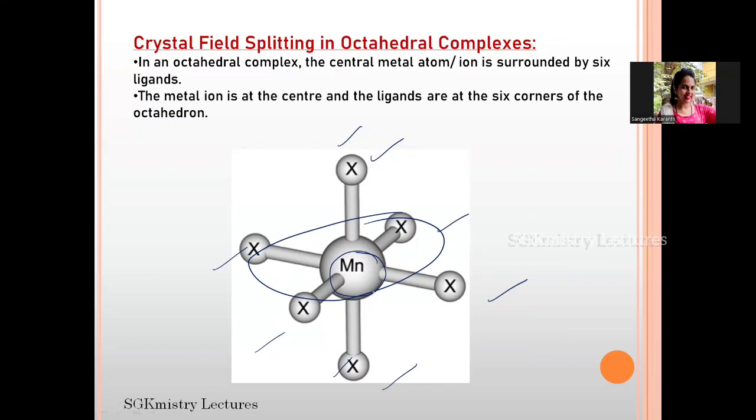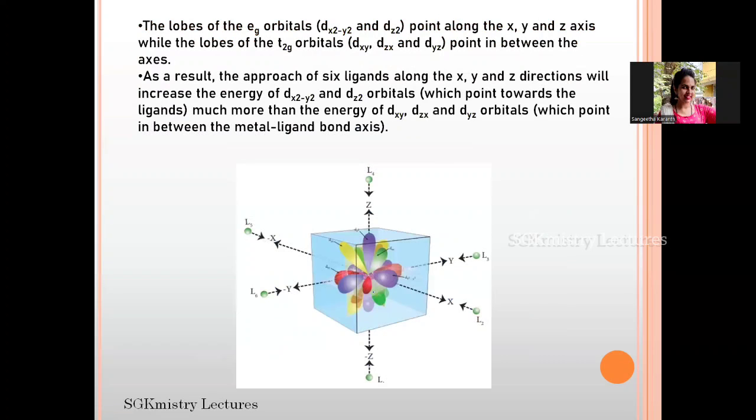So now what happens during the crystal field splitting in an octahedral complex? Now we know that here the ligands approach the central metal ion or the central metal atom along the axis. So you can see this is the z-axis, this is the x-axis, and this is the y-axis, which are perpendicular to each other. And these 6 ligands in the octahedral complex approach the central metal ion or atom along the direction of these 3 axes.